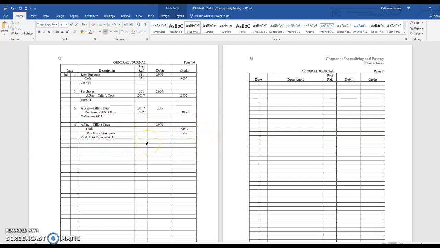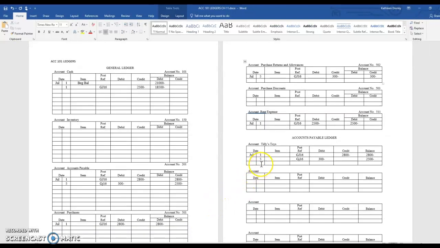Now I can start posting. Okay, again, I can post accounts payable, cash, and purchases discounts. They all go in the general ledger. I can wait and post those later if I want to, or I can post them now, but the Tilly's Toys has to be posted now. Okay, so I go to Tilly's Toys. I have the 11th, and that is a debit of $2,500 that I'm copying from the journal. I have a credit of $2,500 and a debit of $2,500.